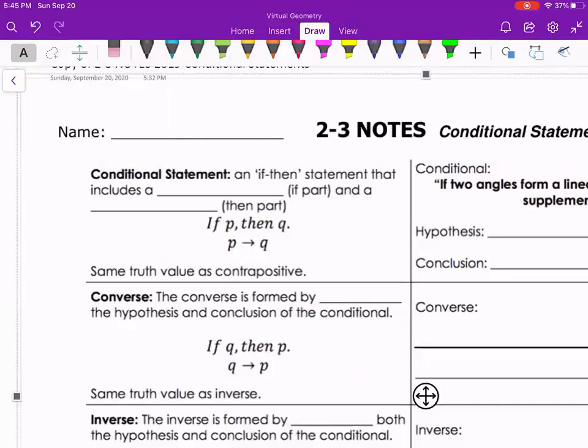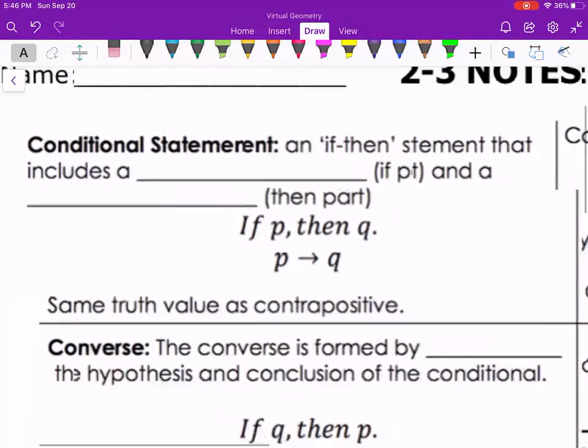All right, hi guys. We are looking at the next part of our unit over logic. So last week we looked at inductive and deductive reasoning. Now we're going to use both of those kinds of reasoning to look for different parts of our next section, which is on what's called conditional statements. So specifically, what is a conditional statement?